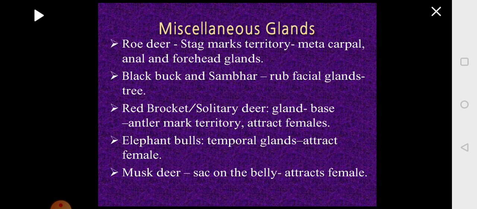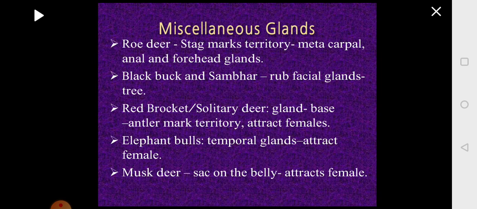studied in vertebrates, like in roe deer, the stag, that is the horn of the roe deer, will secrete pheromones to mark the territory. It also has metacarpal, anal and forehead glands. So it has glands near the stag, glands on the metacarpal region, glands on the anus and the forehead, which help in marking the territory.